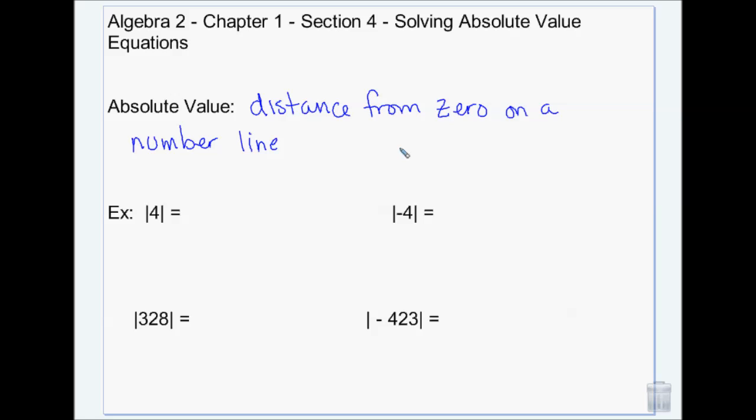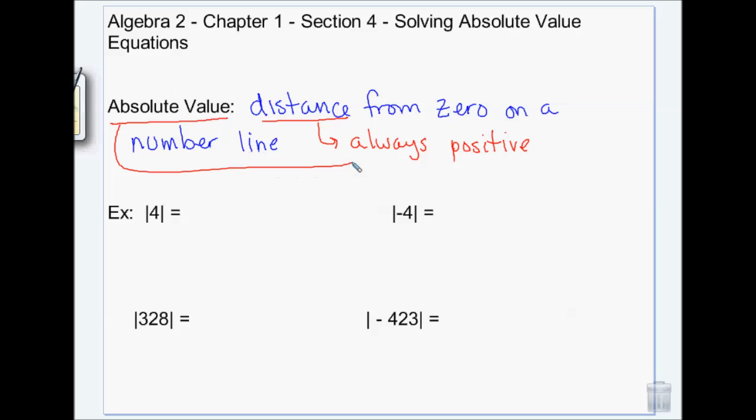Like if you're driving on a map, if you're going north, it's not positive, and if you go south, it's not negative distance. It's always just distance, right? So distance is always positive. And since distance is always positive and absolute value is distance, absolute value is always positive. It cannot be negative.